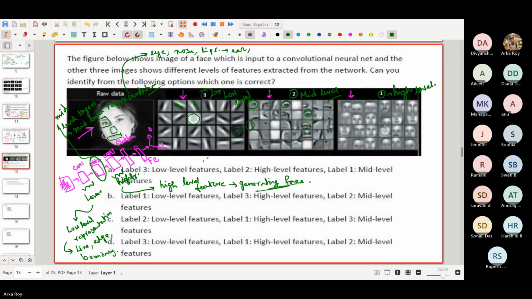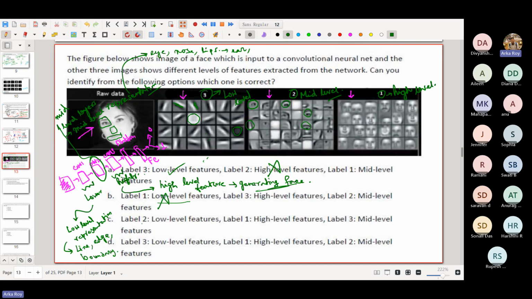So level 3 is low level feature, it is okay. Level 2 is high level feature. That is not correct, because in level 2 we can see that it only extracts eyes, nose, lips, etc. So this cannot be a high level feature. So option A is wrong. Level 1 is low level feature. But we can see that level 1 is a high level feature. So option B is also wrong.